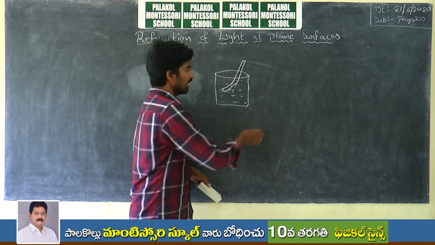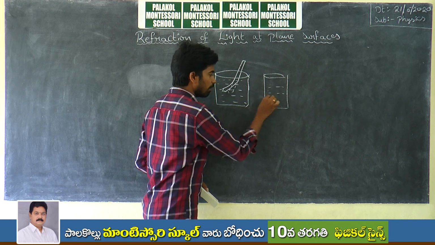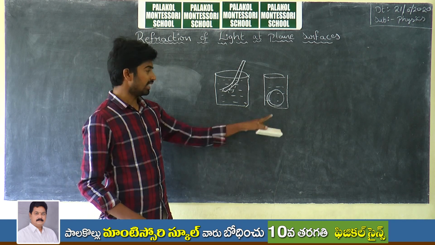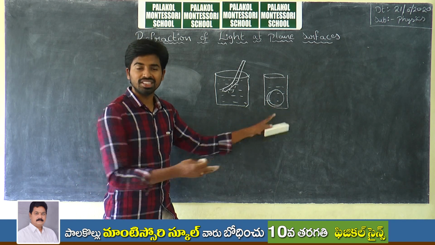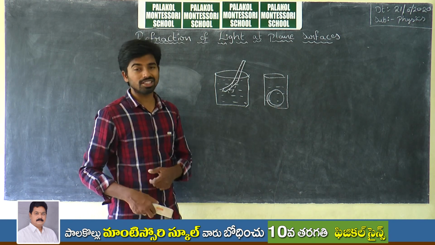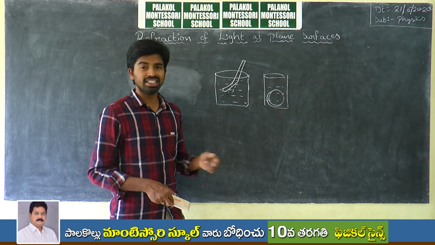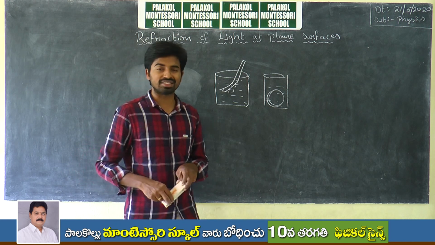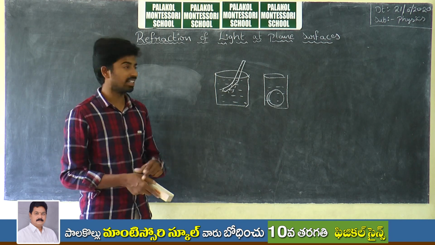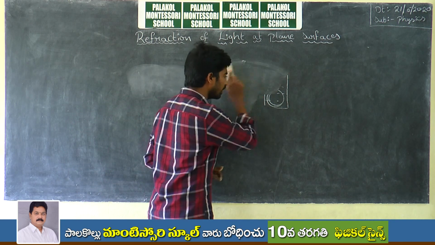Or sometimes a lemon placed inside a glass containing water: the size of the lemon appears larger than its actual size. How can you explain this? These are questions that arise from our daily life. What is the reason behind these two phenomena? These daily life examples can be explained with the phenomenon of refraction.